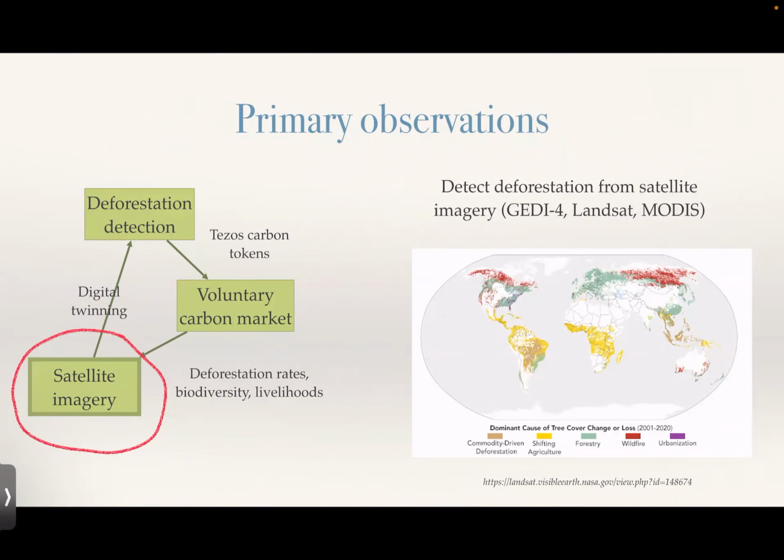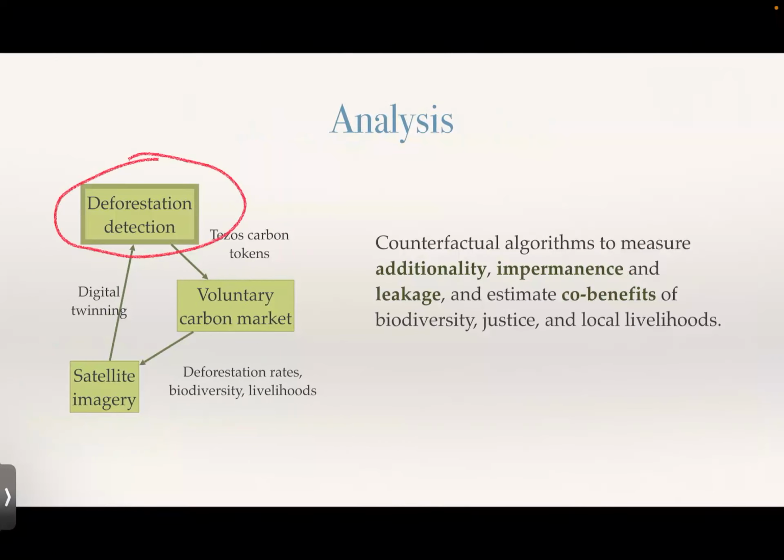As you already mentioned, these are going to be satellite imagery, and I'm going to focus right now on avoided deforestation because that's what we have most competence at the moment. And so we wanted to take deforestation using Landsat models. GEDI is the LiDAR thing that Amelia mentioned earlier. And so we're going to use these as primary observations. And then we want to do this deforestation detection using these counterfactual algorithms.